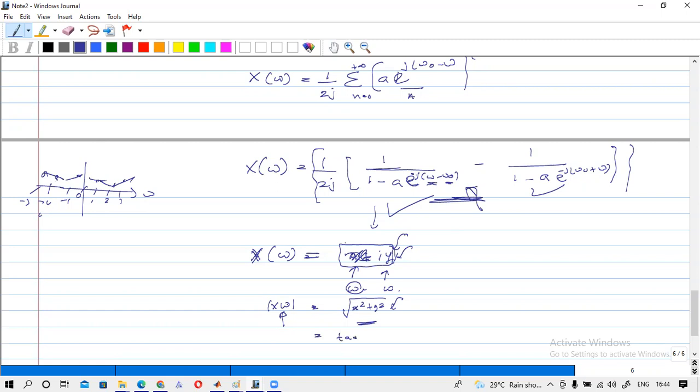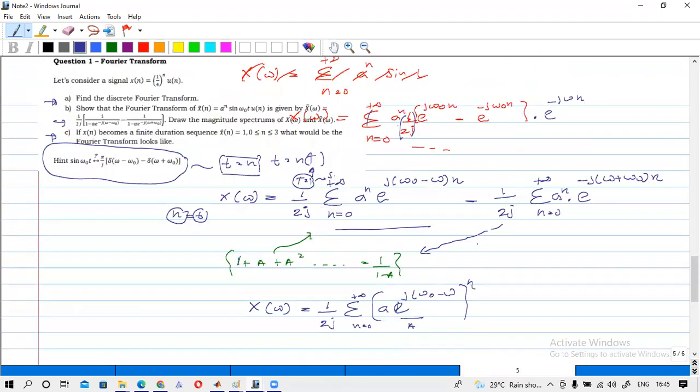Phase will be tan inverse y by x, so you can draw the phase spectrum also. But it is very hard, and we are not given this omega naught value also, so we can't get proper values for that one.